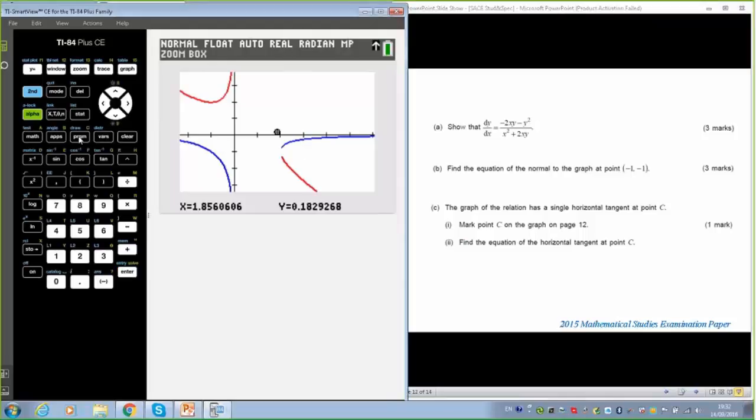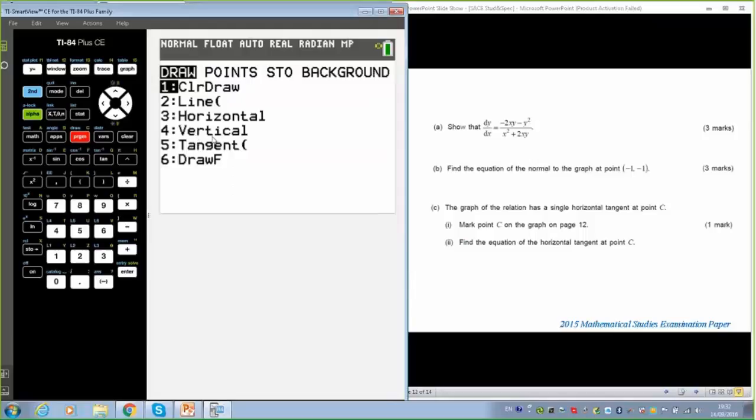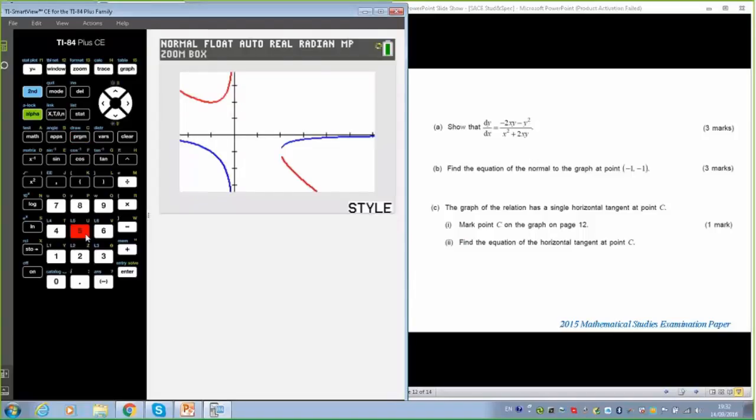Let's go into draw. Draw the tangent. And is it of the blue one? We want it at -1, -1. So yes, it is of the blue one. And we want it at -1. And there's the tangent being drawn. And there's the equation.